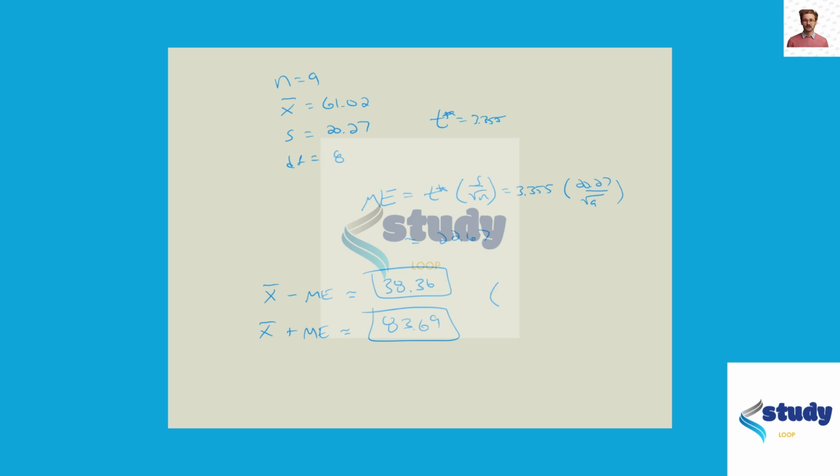So you would enter that as an open interval. So we would be 99.5% confident our confidence interval for estimating the population mean is between 38.36 and 83.69.